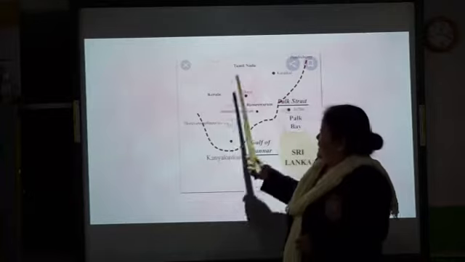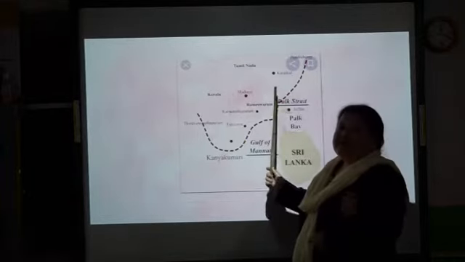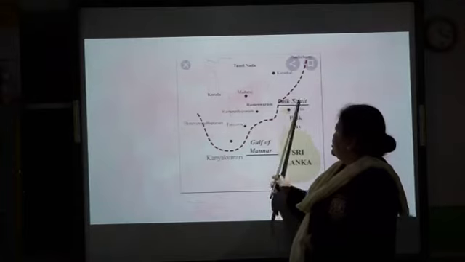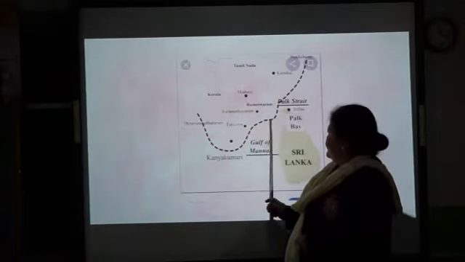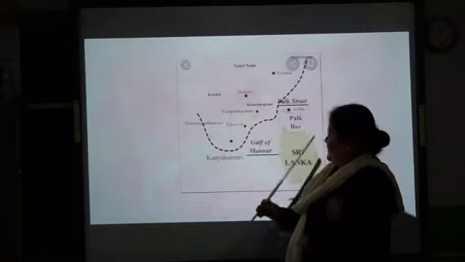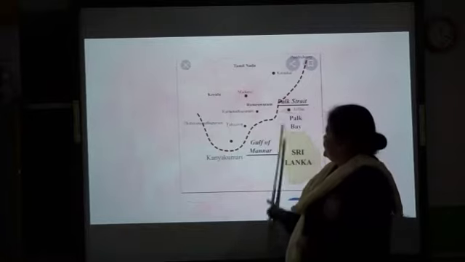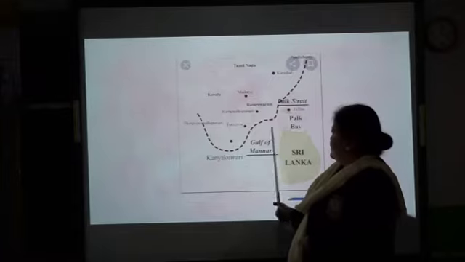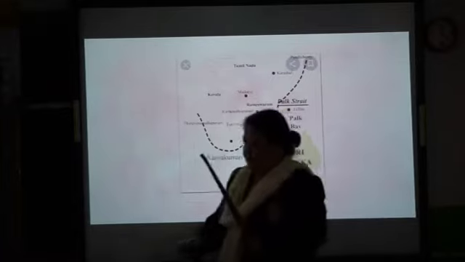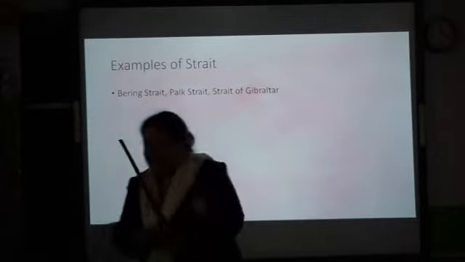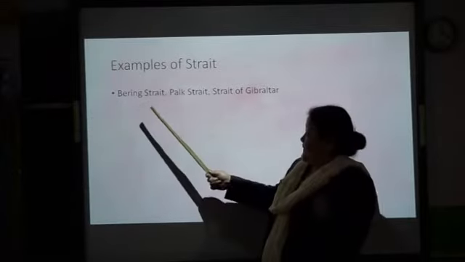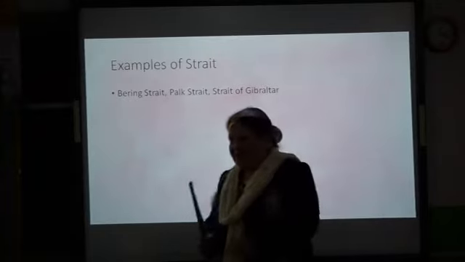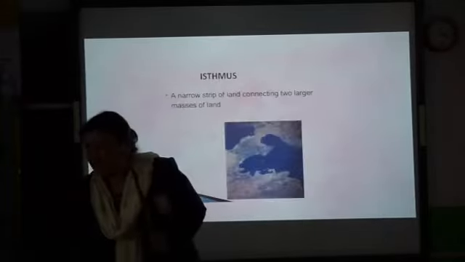Now at the tip of India also, you have the Palk Strait. It separates India from Sri Lanka, but joins the Bay of Bengal with the Indian Ocean. So this is a strait. Examples of strait are the Bering Strait, the Palk Strait and the Strait of Gibraltar.